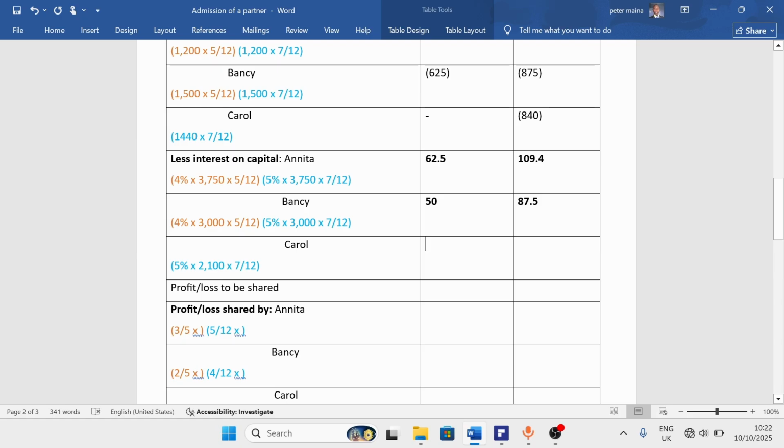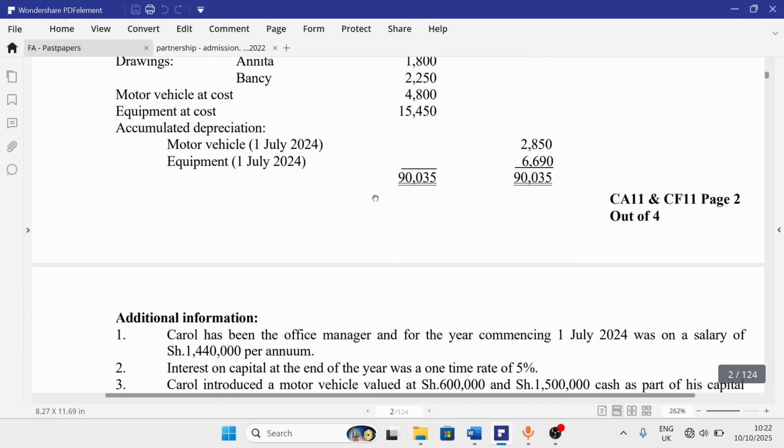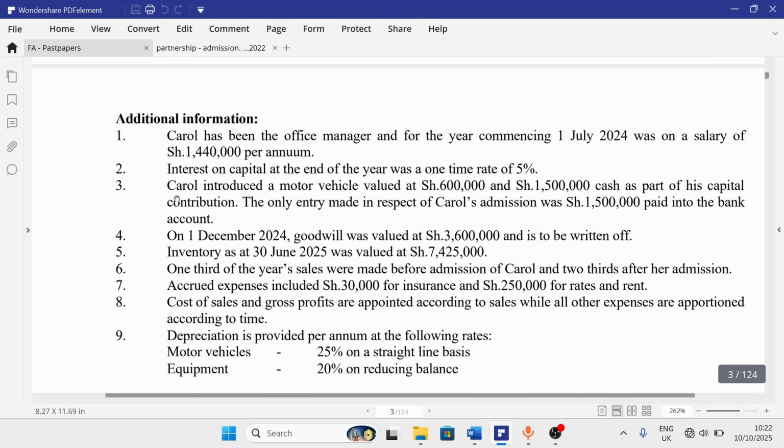Next, we go to Carol. So first, let us determine the amount of capital Carol introduced. This one was given in number 3. Carol introduced a motor vehicle valued at 600 and 1,500 cash as part of her capital. So we are supposed to add these two to get the total amount of capital that Carol introduced. So 600 plus 1500, that gives us 2100.